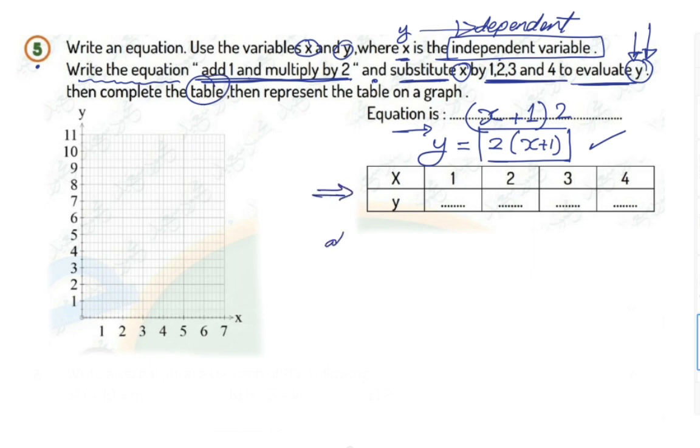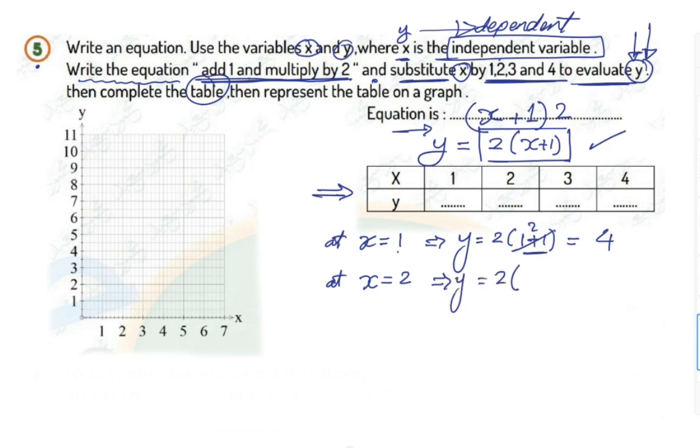The first value of x is 1. Add 1. Find the value of y. y equals 2(x + 1). So 2 times (1 plus 1). 1 plus 1 equals 2. 2 times 2 equals 4. At x equals 2, the value of y equals 2 times (2 plus 1). 2 plus 1 equals 3.